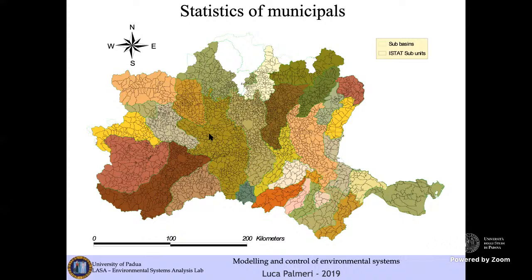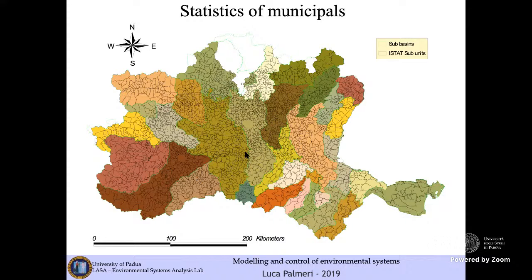So what we have is that for each of these subunits, and we have a totality of more than 6,000 ISTAT subunits, we have a lot of data concerning, for example, population densities, arable lands, and things like that. The problem is that, of course, the boundaries of the ISTAT subunits do not always coincide with the boundary of a subbasin or hydrological subunit.